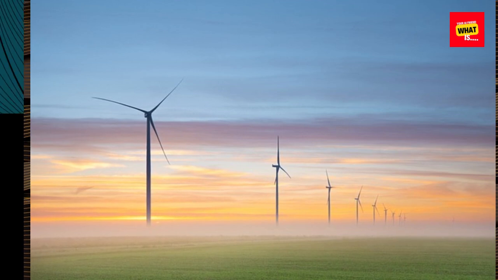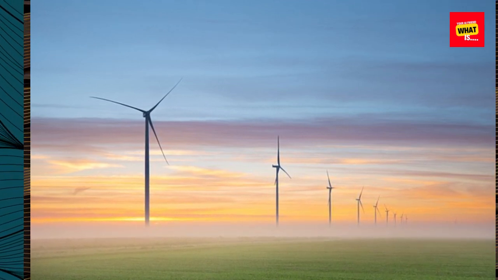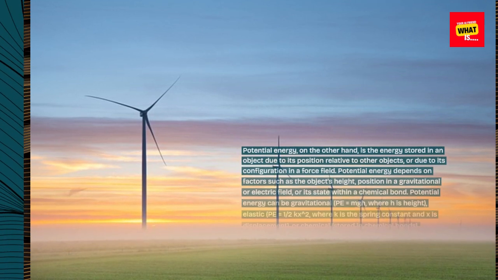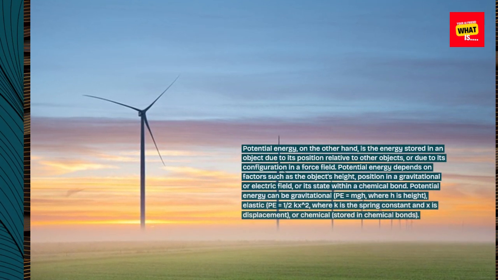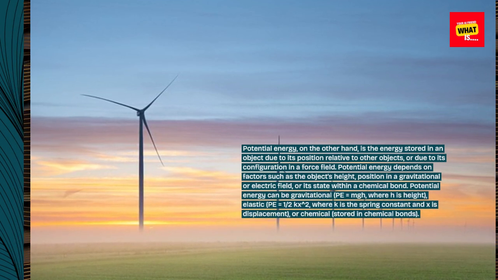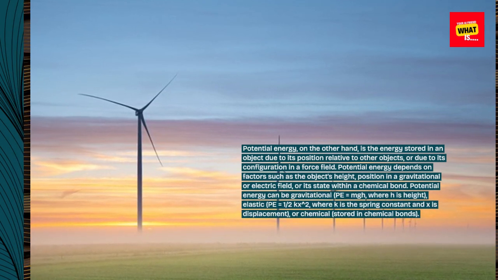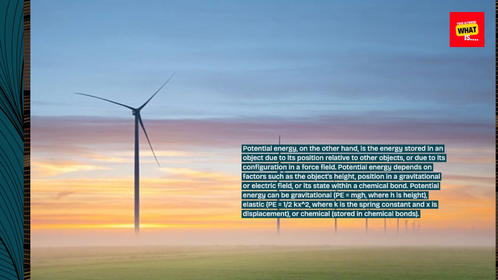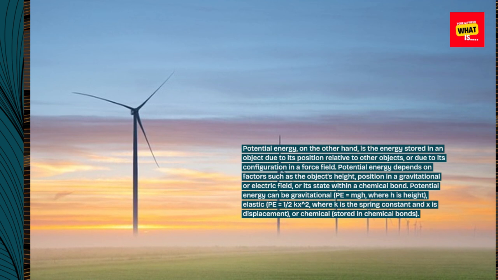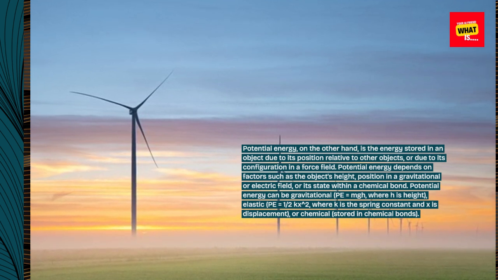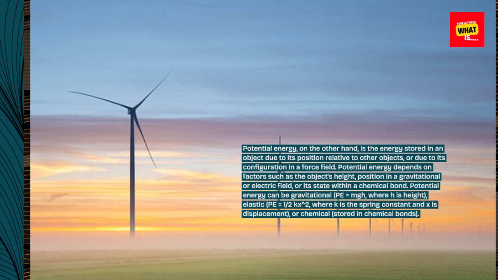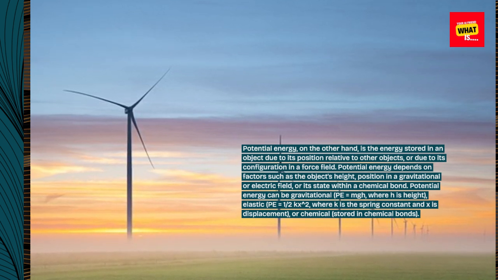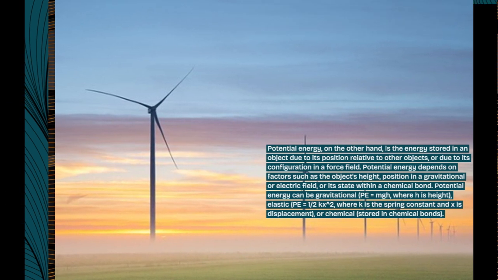Potential energy, on the other hand, is the energy stored in an object due to its position relative to other objects or due to its configuration in a force field. Potential energy depends on factors such as the object's height, position in a gravitational or electric field, or its state within a chemical bond. Potential energy can be gravitational, PE equals mgh, where h is height; elastic, PE equals 1/2 kx squared, where k is the spring constant and x is displacement; or chemical, stored in chemical bonds.